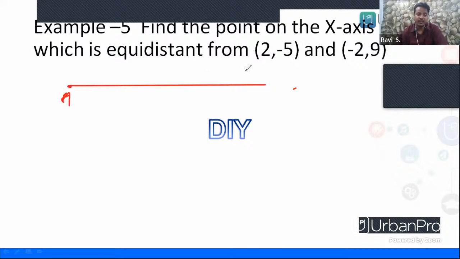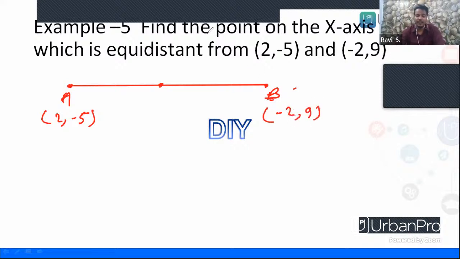See, within 1 hour, I am trying to give you a revision class of all the concepts of class 10 coordinate geometry. So I won't be able to solve each and every question, but definitely I have given so many questions for you to practice at your home. And all of these questions are from the NCERT book. You know how important these books are. So you could try to solve this at your home also. So let's come to the question.